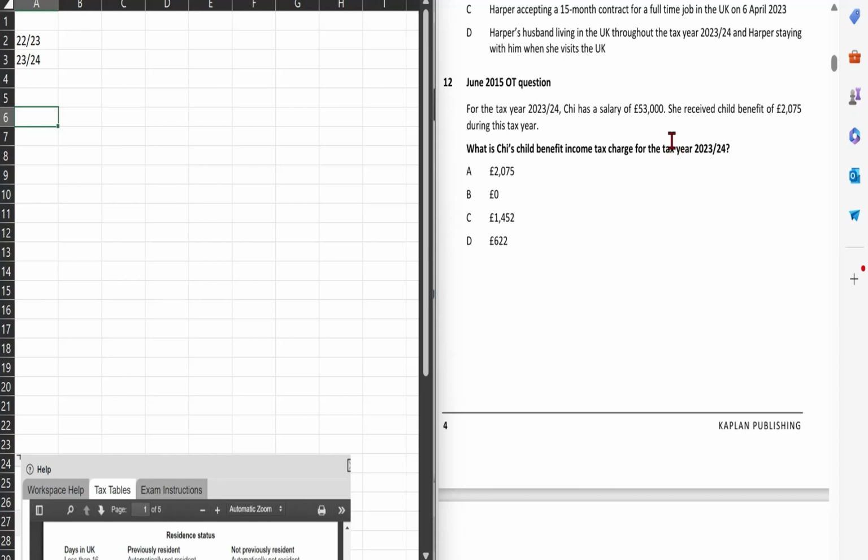As it exceeds the limit of 50,000, the excess is 3,000. So we will first find out the percentage. 3,000 is the excess amount, so 1% for each 100, which gives 30%. It means 30% of 2,075 will be charged as the child benefit income tax charge, so option D.